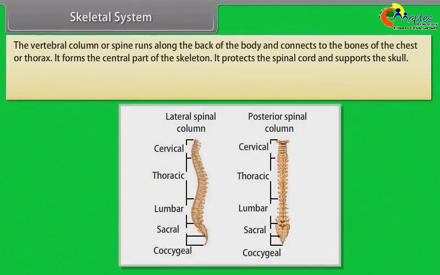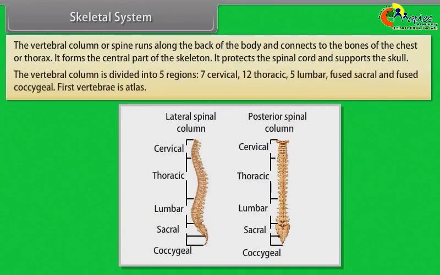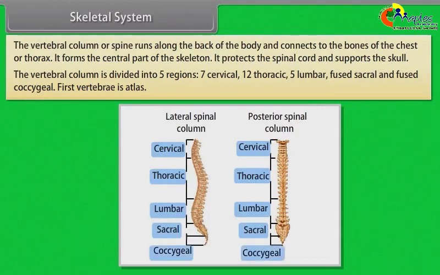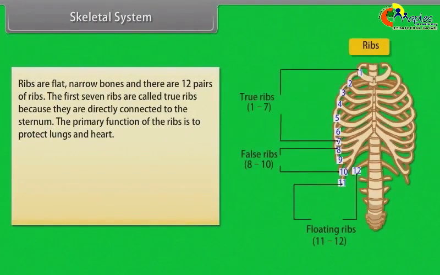The vertebral column or spine runs along the back of the body and connects to the bones of the chest or thorax. It forms the central part of the skeleton. It protects the spinal cord and supports the skull. The vertebral column is divided into 5 regions: 7 cervical, 12 thoracic, 5 lumbar, fused sacral, and fused coccygeal. The first vertebra is atlas. Ribs are flat, narrow bones, and there are 12 pairs of ribs.